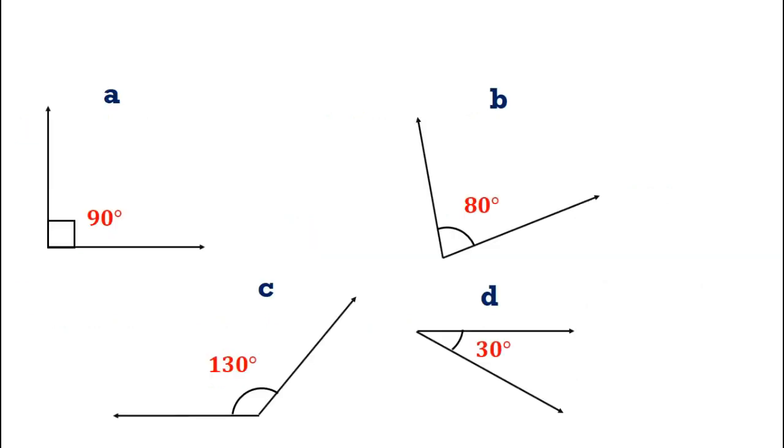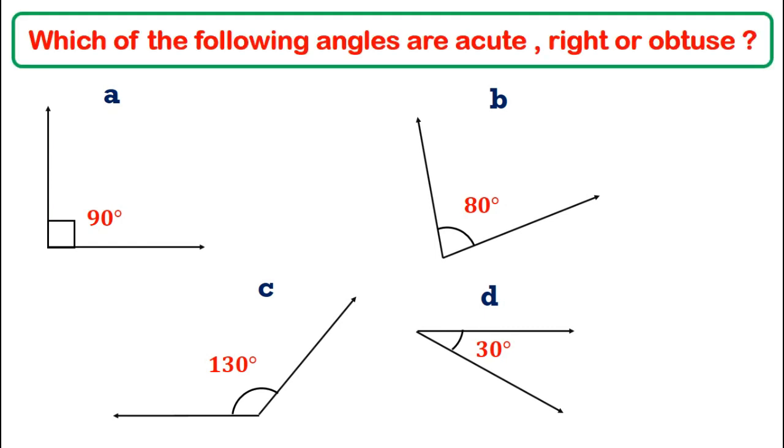Since we now know what are the different types of angles on the basis of their measures, let us read the question and try to quickly solve it. Here, as we can see, there are four angles given and we have to identify them as either an acute angle or a right angle or an obtuse angle. Let us look at number A, where the angle measures exactly 90 degrees. So this angle is a right angle.